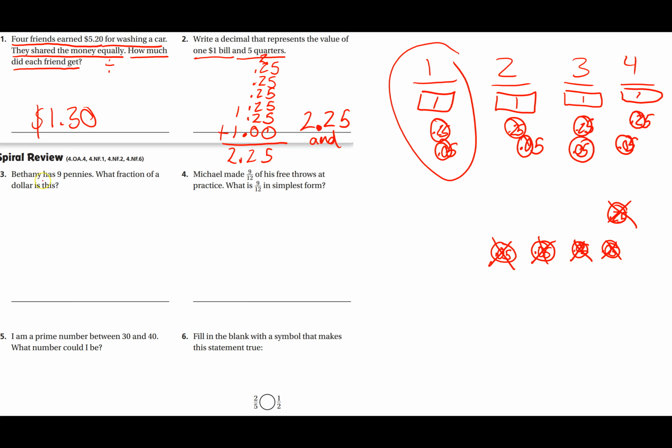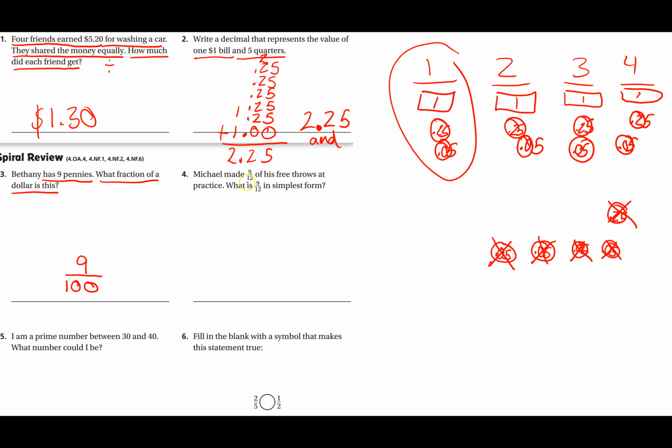Number 3, Bethenny has 9 pennies. What fraction of a dollar does this make? Well, again, we have to remember a dollar is broken up into how many pieces? Well, a dollar can be broken up into 100 pieces, right? 100 pennies would equal a dollar. So as a fraction, we have a denominator of 100, and Bethenny has 9 pennies, so 9 hundredths.